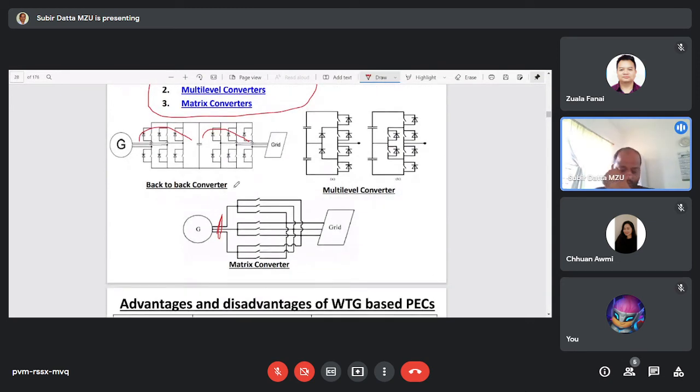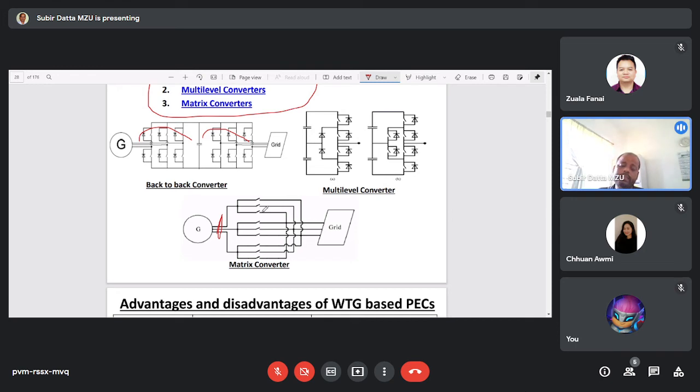Then we can use the matrix converter. Here a total of 9 switches are required. As the number of switches decreases compared to this one, the switching losses will be less, and the cost of the system will also be less. Then multi-level converters: you just see here how many levels, 1, 2, 3, 4 levels are there. Here also 4 levels are there. So multi-level converters we can also use.